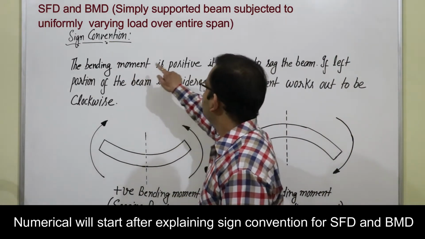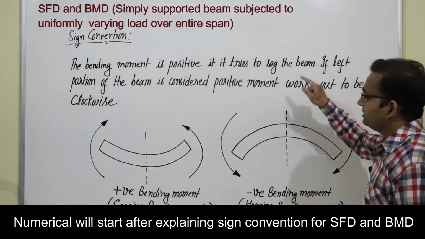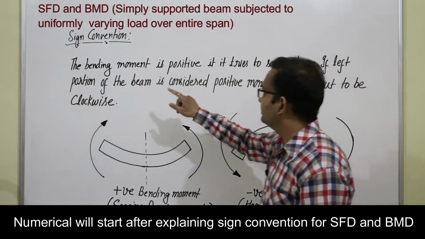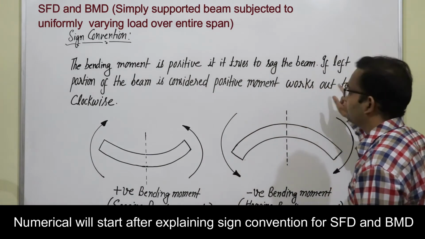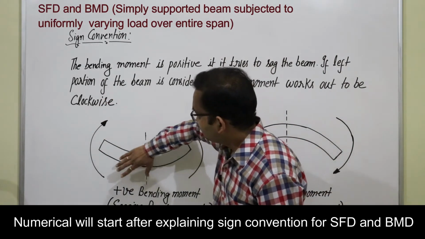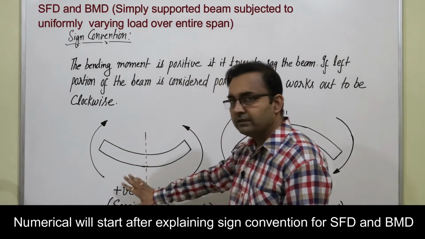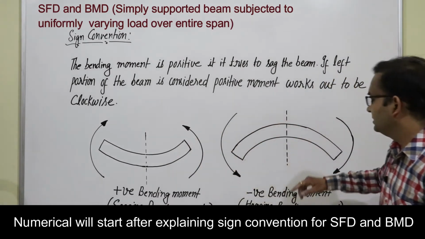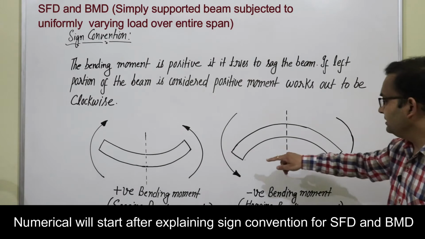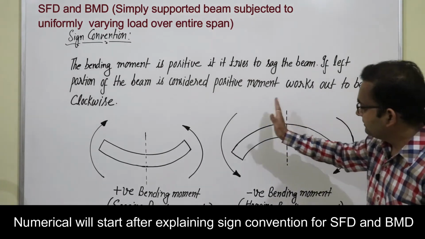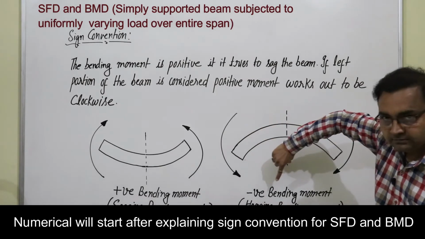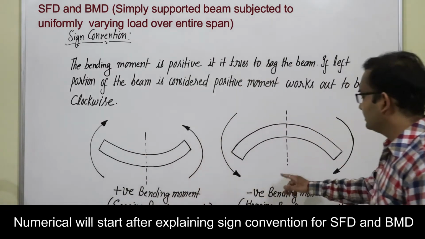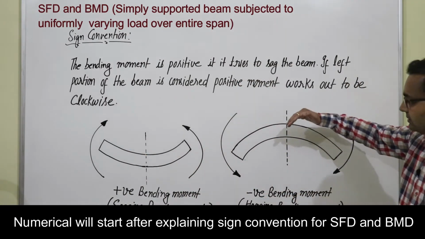Again, the bending moment is positive if it tries to sag the beam. If the left portion of the beam is considered, a positive moment works out to be clockwise. So we are seeing this is clockwise moment and we are taking it as positive. If it is the opposite of this one, it is hogging. So it is a negative bending moment because at the left portion the bending moment is anti-clockwise. This is a positive bending moment in which the beam is sagging. This is a negative bending moment in which the beam is hogging.